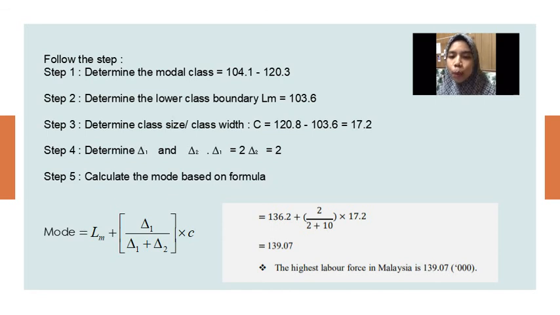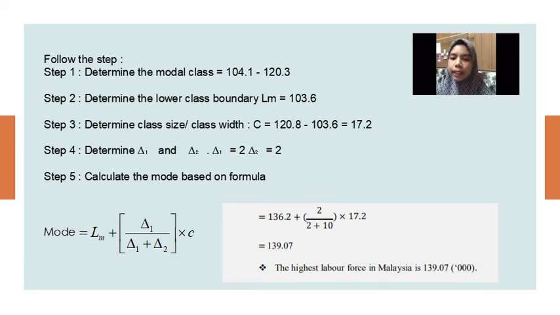Modal class is 104.1 until 120.3. Step 2. Determine the lower class boundary, LM. LM equals 103.6. Step 3. Determine the class size or class width, C. 120.8 minus 103.6 equals 17.2.